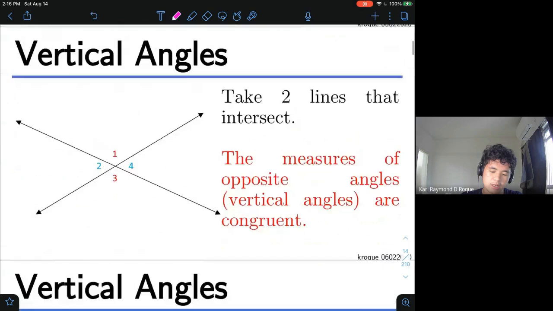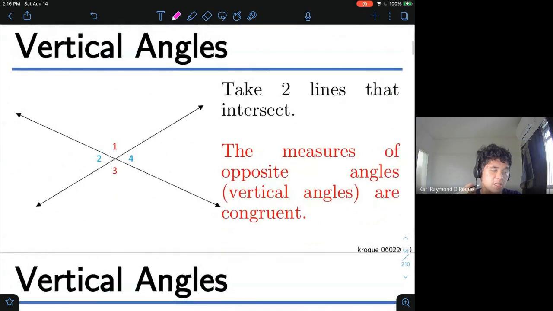Next, bali we're discussing the kinds of angles. So vertical angles, take two lines that intersect, tapos yung measure of these two angles are equal. Yun. Then adjacent angles are linear pairs.